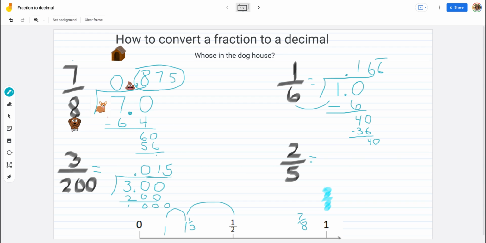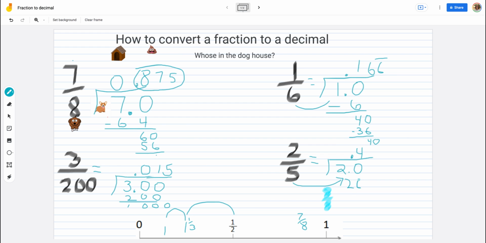Let's do our last one together. We're going to change 2/5 into a decimal. So again, our first step is to take that numerator, our top dog, put it into the doghouse, add a decimal, and then add a 0. About how many groups of 5 can I fit into 20? I can fit 5, 10, 15, 20, 4. Don't forget to put your dog poop onto the top right there, your decimal point.